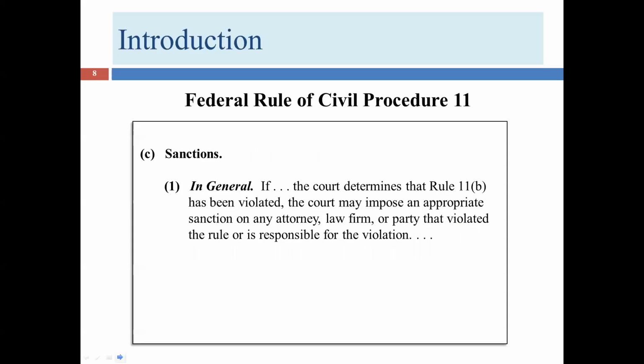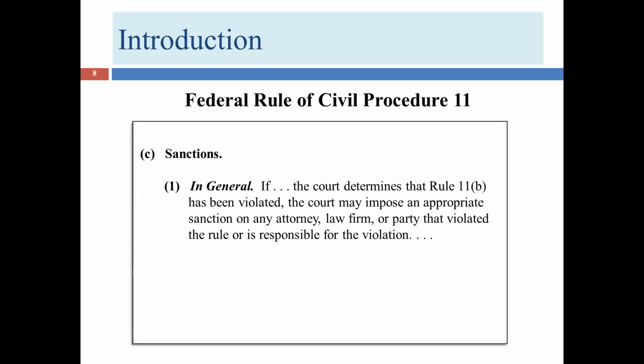So we've looked at the types of behaviors that could be Rule 11 violations. Let's consider, when there is a violation, what the court might do. So now we're going to be in Section C of the rule, which is the sanctions section. In general, if the court determines that Rule 11(b), of course this is the section that talks about what violates the rule, has been violated, the court may impose an appropriate sanction on any attorney, law firm, or party that violated the rule or is responsible for the violation.